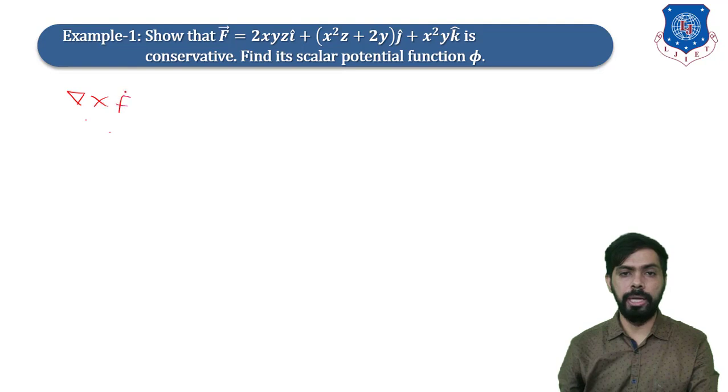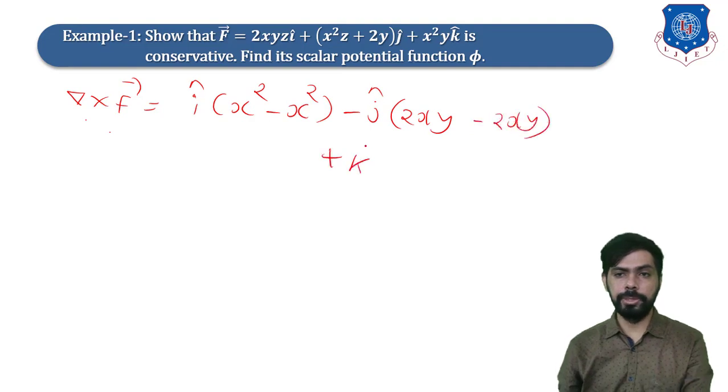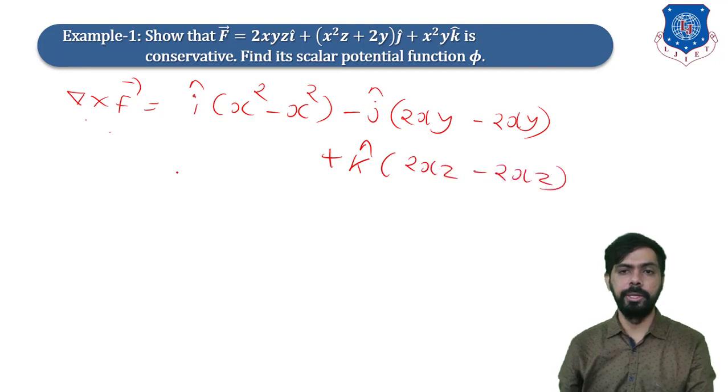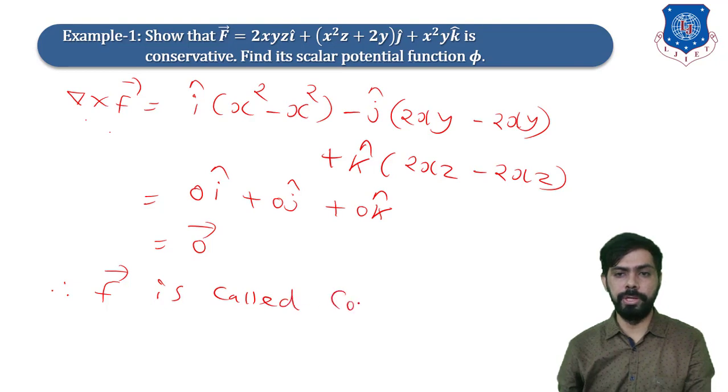Therefore, curl of f will be i cap in bracket x square minus x square, minus j cap in bracket 2xy minus 2xy, plus k cap in bracket 2xz minus 2xz. So this will be 0i plus 0j plus 0k, which is the 0 vector. So if curl of f is equal to 0 vector, then vector field f is called conservative.